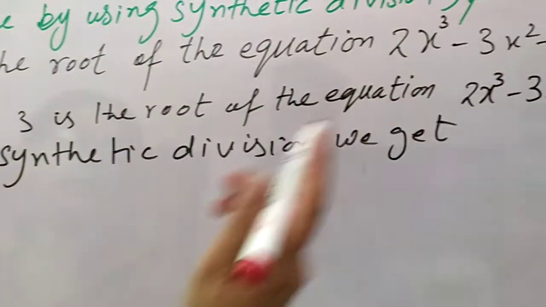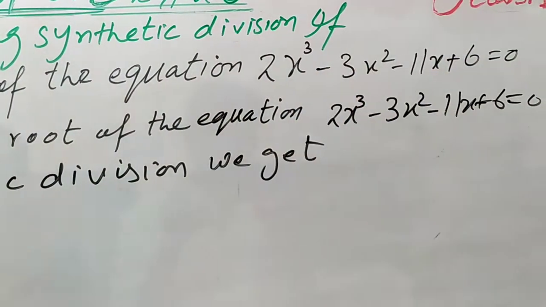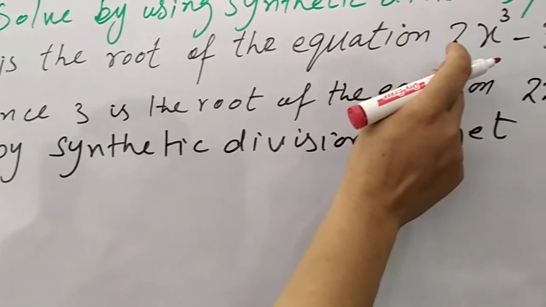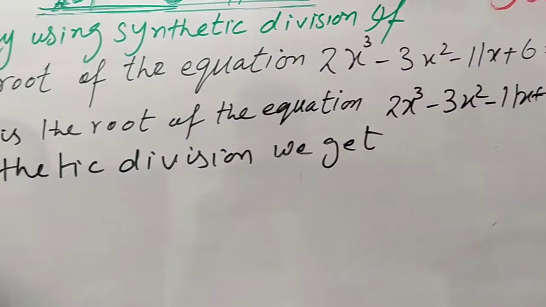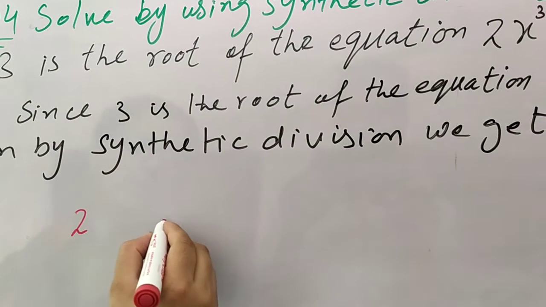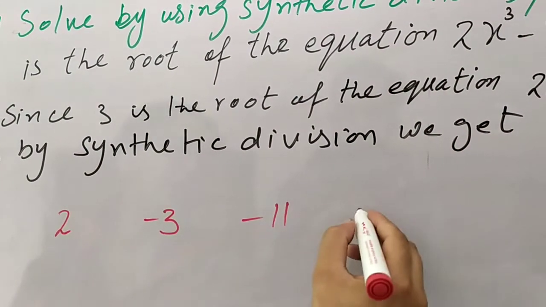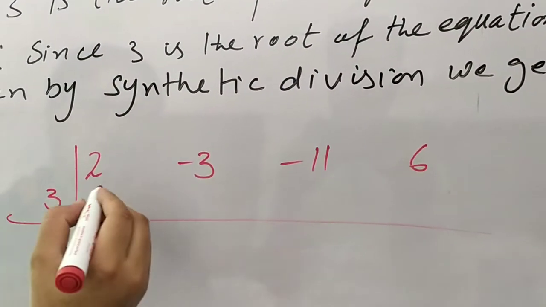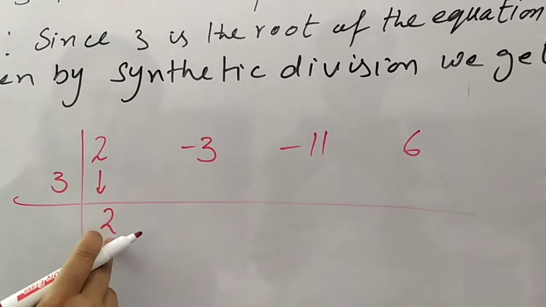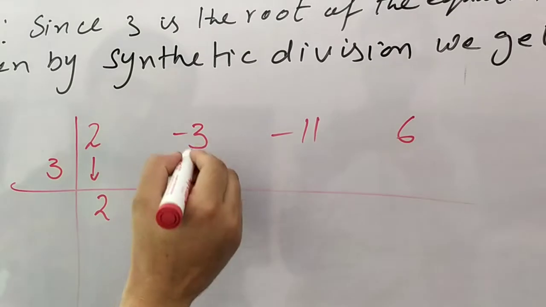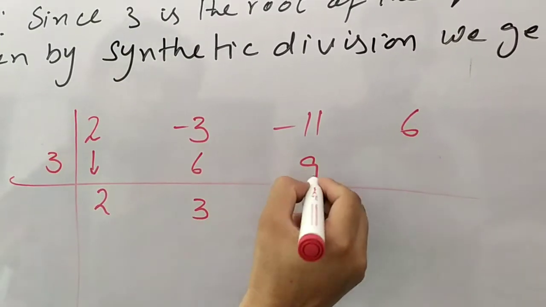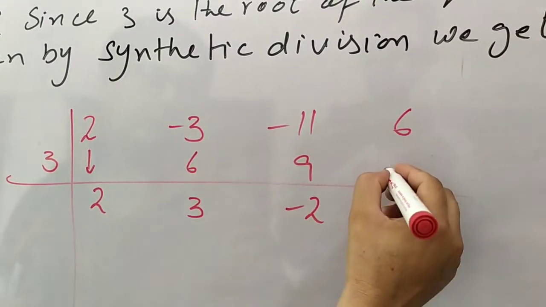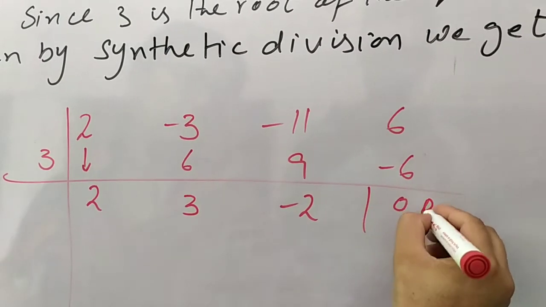I am writing the coefficients of this polynomial. It is already in descending order, so there is no need to rearrange, we will just write the coefficients. These are the coefficients. We are given 3 is the root, so taking down 2 as it is, multiply with the 3, we get 6, adding we get 3, multiply by 3 we get 9, adding we get -2, multiply it becomes -6, and the remainder we get is 0.